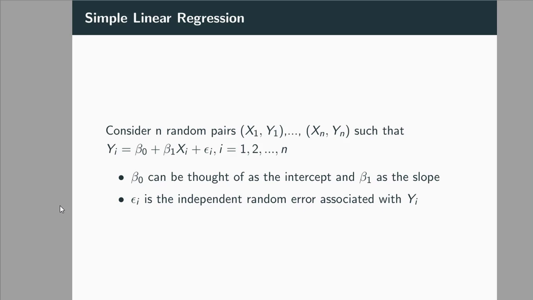Our model for that will be y equals beta naught plus beta 1 x plus epsilon. Beta naught can be thought of as the intercept and beta 1 as the slope. Epsilon is the error term in the model associated with y.